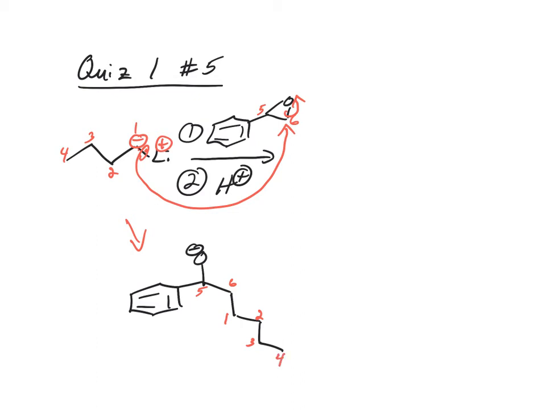Broke the right bond. So I made a bond between 1 and 6. I broke the bond between carbon 6 and oxygen. And the only thing I'm missing now is my lithium plus, to balance my charge. So here you have it, kind of like a tetrahedral intermediate.